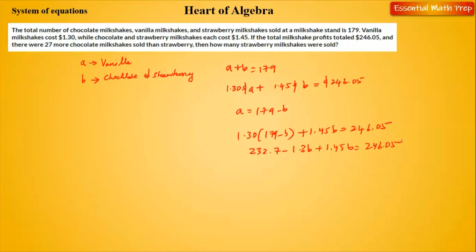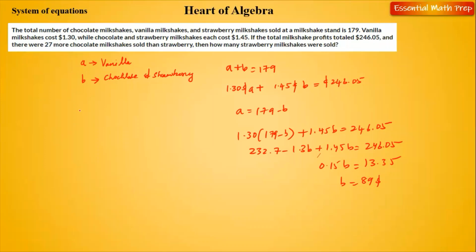1.45 minus 1.3 is 0.15B, okay, equals 246.05 minus 232.7. That's 13.35, right? What is 13.35 divided by 0.15? It's 89. So this 89 is the total count of chocolate and strawberry milkshakes, okay?